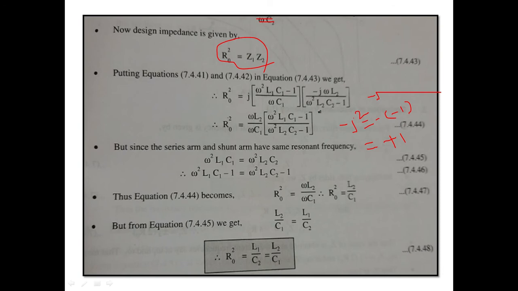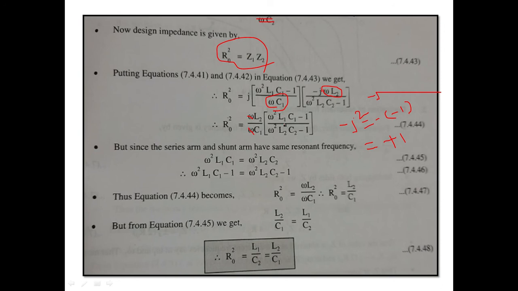That's why this j vanishes, and the equation is converted into (omega square L1 C1 minus 1) upon omega C1, into omega L2 upon omega square L2 C2 minus 1. So what we do here: omega L2 is taken as common, and here omega C1 is taken as common, so that this omega and omega get cancelled, and here we get L2 by C1.